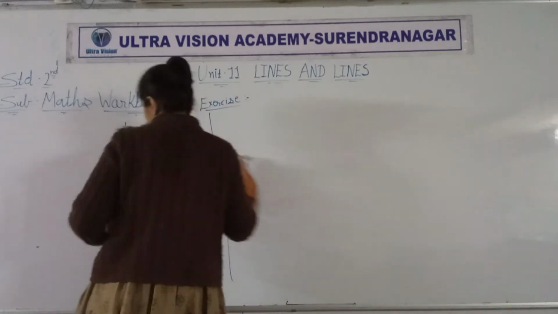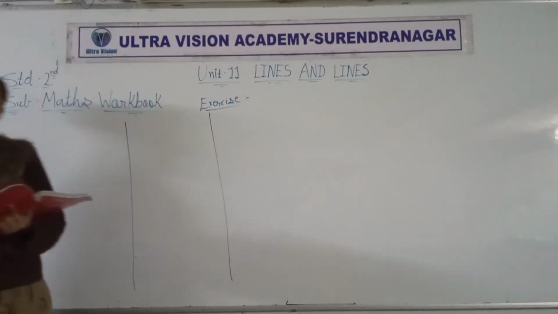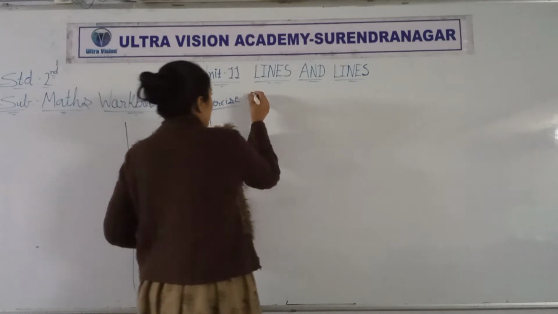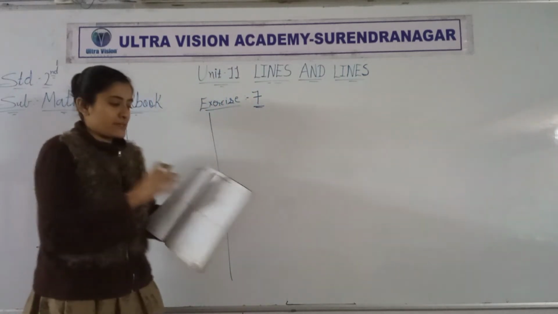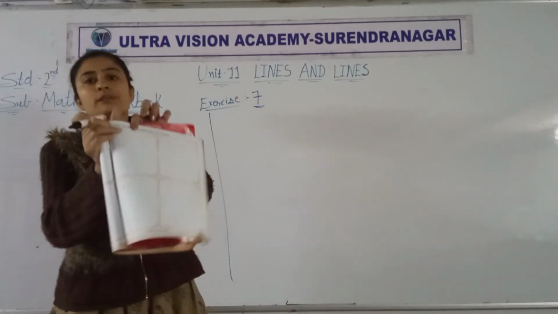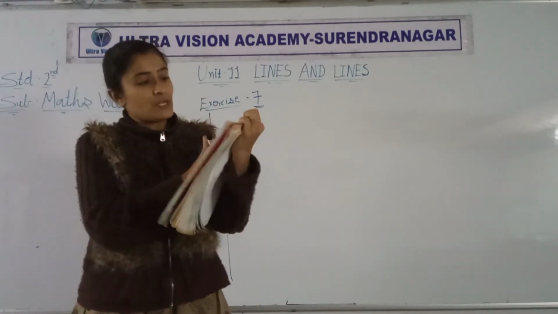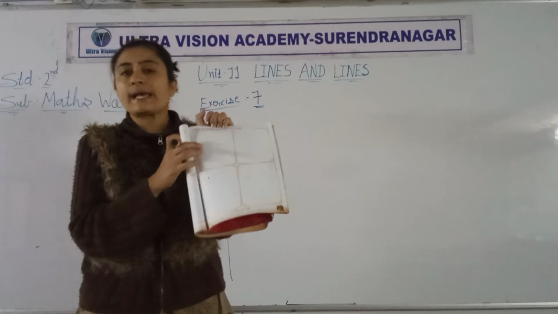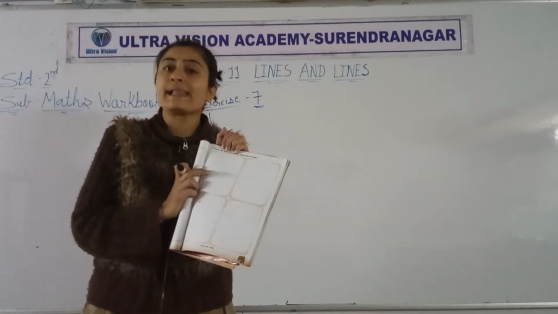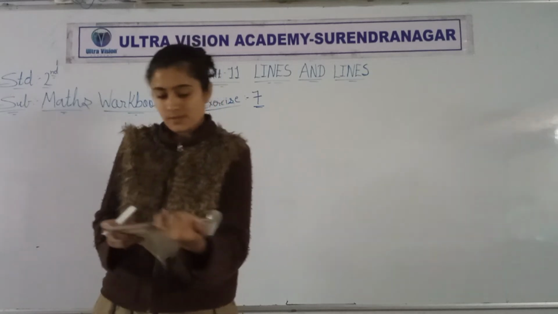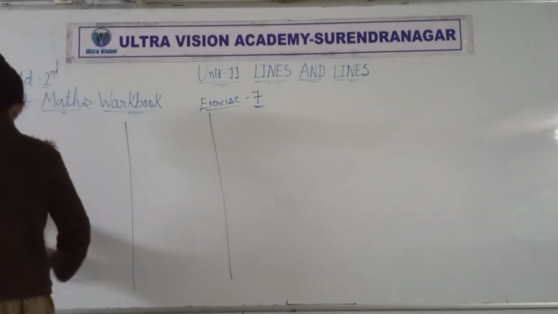You got a fun, right? This chapter is very interesting. Exercise number 7. It's here. Look at here. Draw the pictures using the lines and curves. We have to draw these pictures using the lines and curves. Let's see how it is possible.